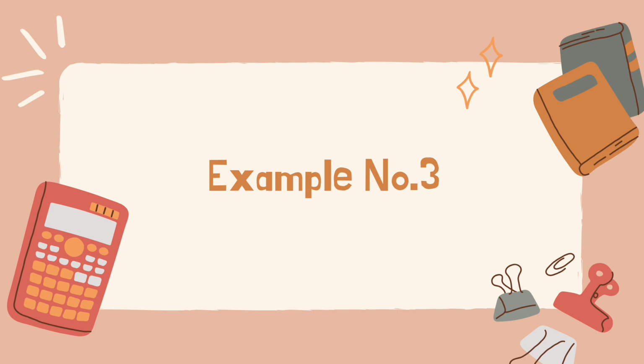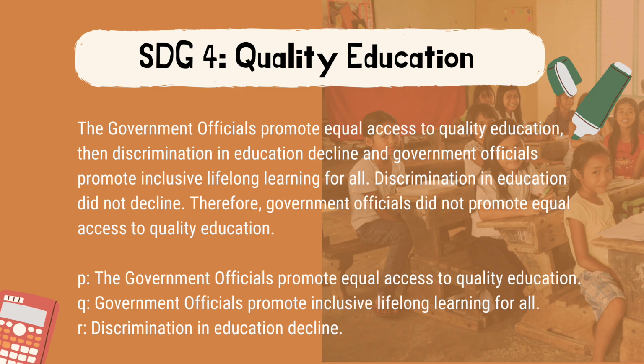Now, let's move on to the third example, which focuses on Sustainable Development Goal 4, aimed at promoting quality education. The given argument is, if the government officials promote equal access to quality education, then discrimination in education declines, and government officials promote inclusive lifelong learning for all. Discrimination in education did not decline, therefore government officials did not promote equal access to quality education.